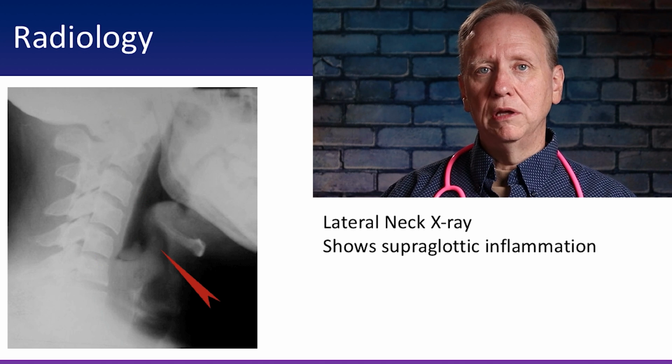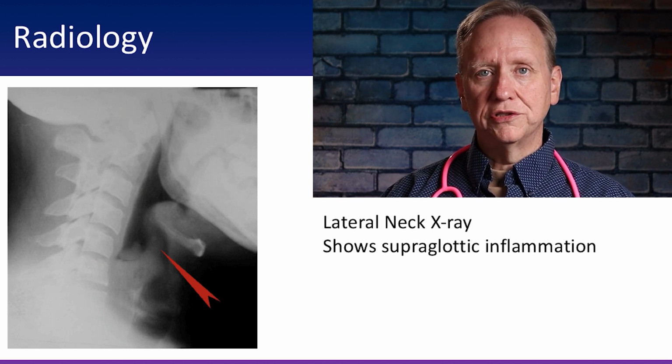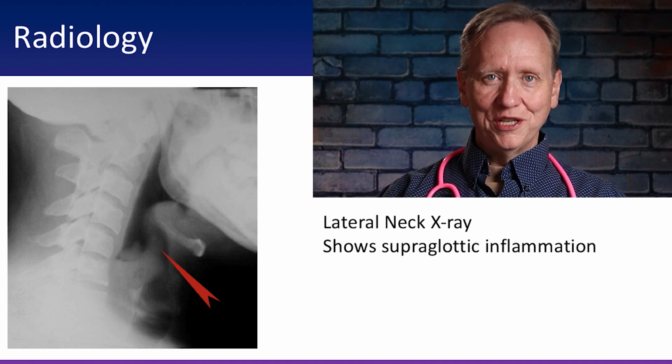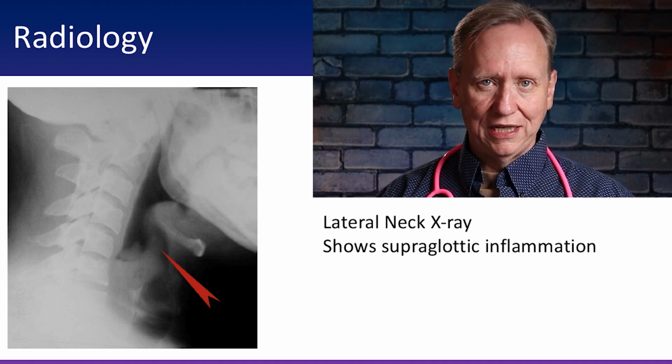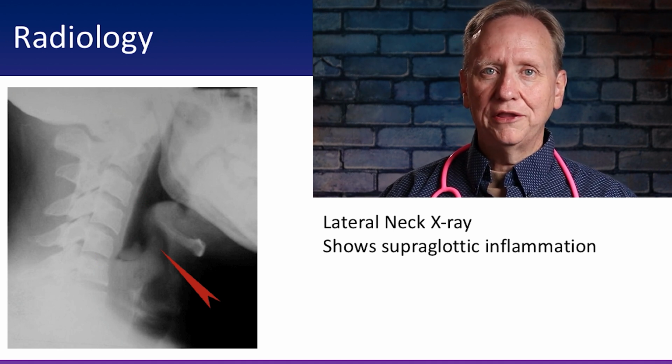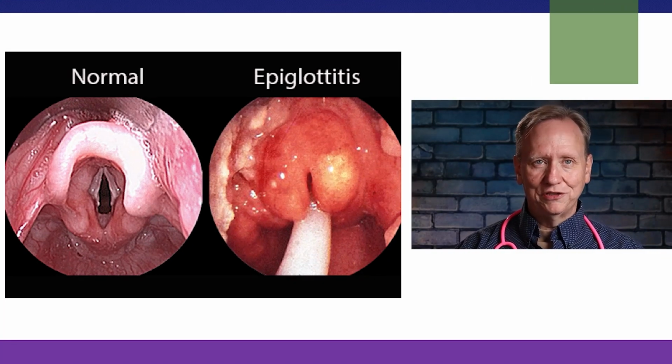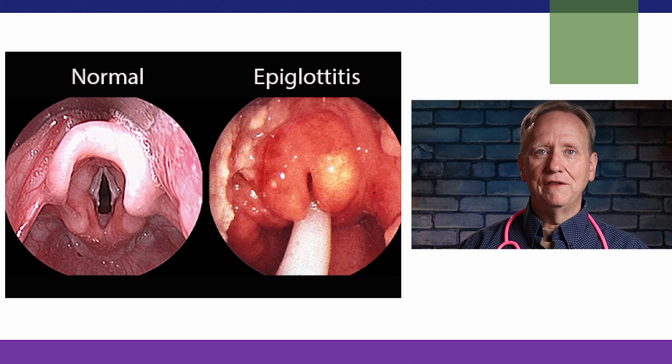And here's an example of a lateral neck x-ray that shows supraglottic swelling. Certainly you don't have to become a radiologist to know this, but we just want you to know how this is diagnosed, by looking at this lateral neck x-ray and seeing supraglottic swelling right there. All right, but this is probably a more telling picture. This is a good example of acute epiglottitis compared to a normal glottic opening and the surrounding area.